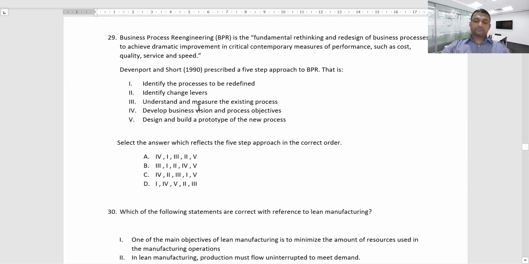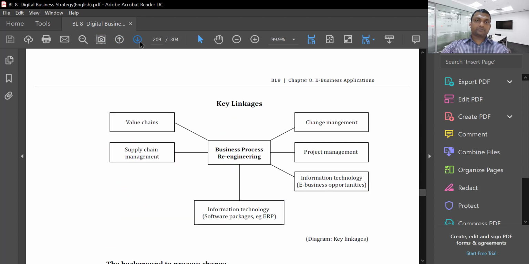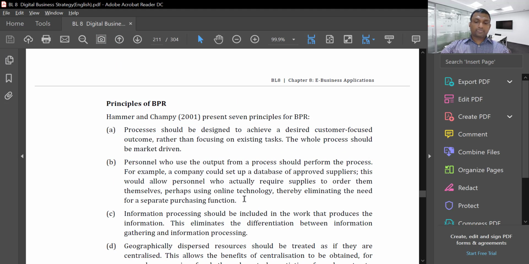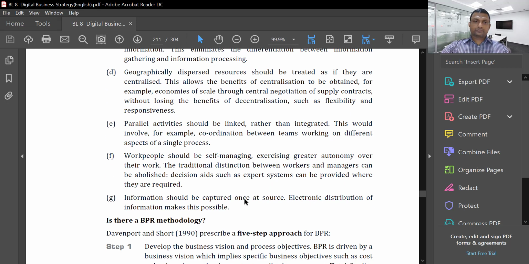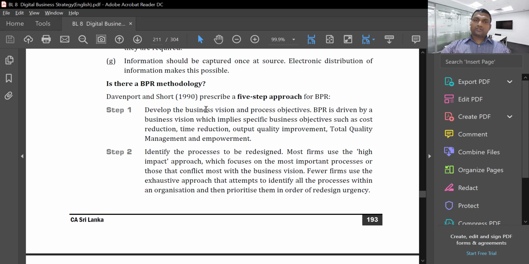So to understand that, let's see how these 5 steps are discussed, and then we'll come back here to see how this happens. Right. Davenport and Short prescribe a 5-step approach for business process reengineering. So step 1, develop the business vision and process objectives. Step 1 is develop a vision and from that vision derive objectives so that you have a direction.